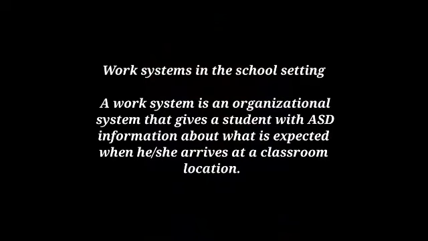Third is work system in the school setting. A work system is an organizational system that gives a student with ASD information about what is expected when he or she arrives at a classroom location. It is the system on how to deal with the students inside the class, the rules and regulations that organize the classroom, that could give the autistic students an idea on the organized learning.